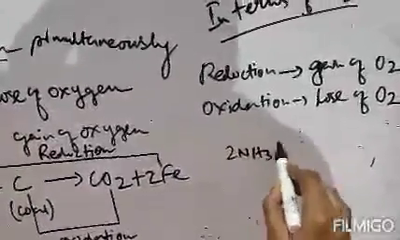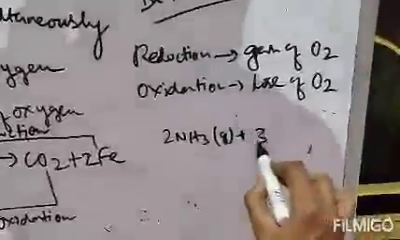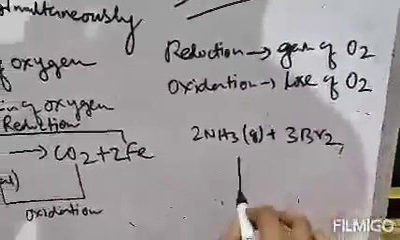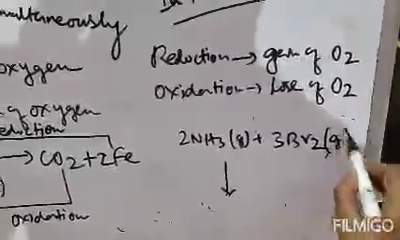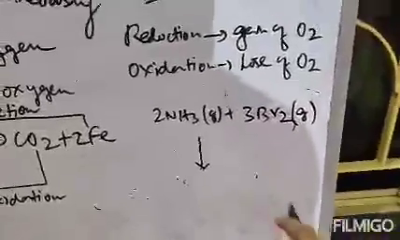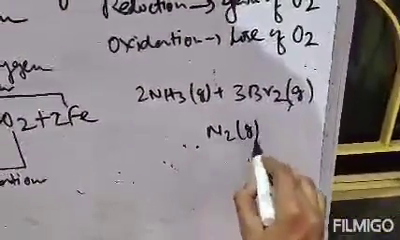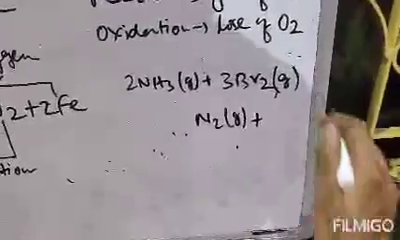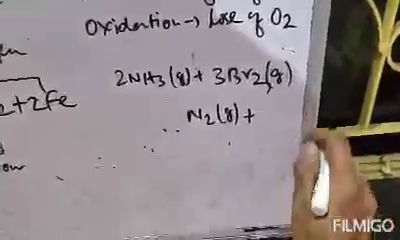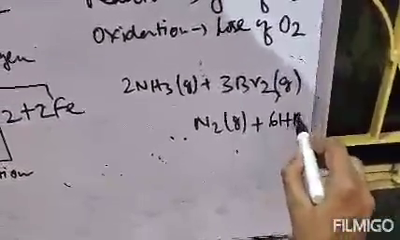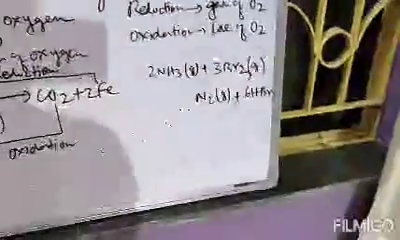Suppose 2NH3, this is a gas, that is ammonia. When it is treated with bromine, that is 3Br2, which is in gas form, your product is nitrogen, N2, that is a gas, and 6HBr, that is hydrogen bromide. Clear? This is your product.